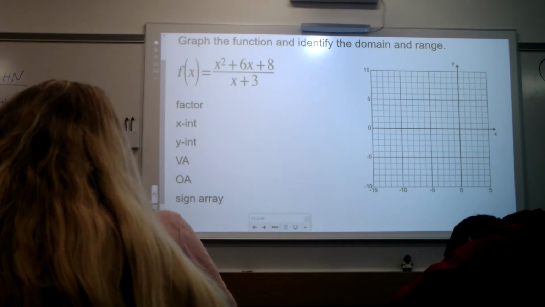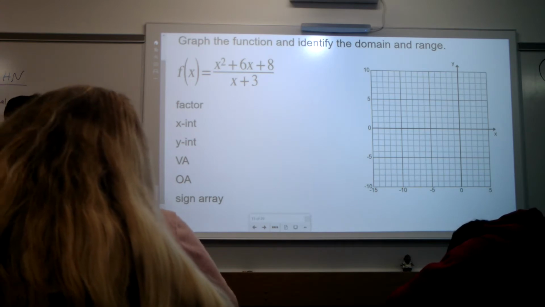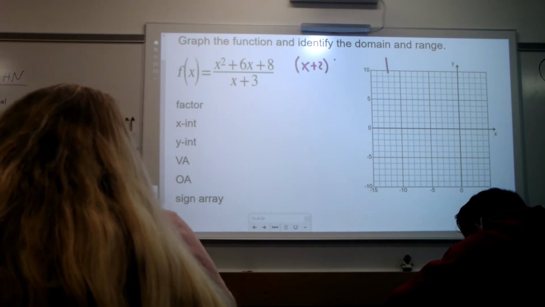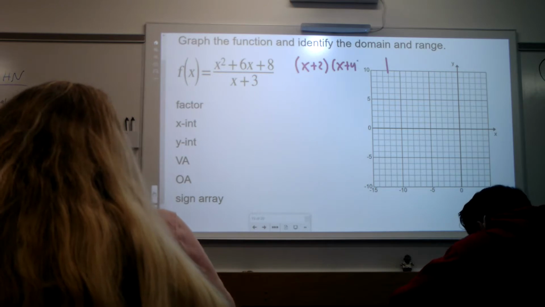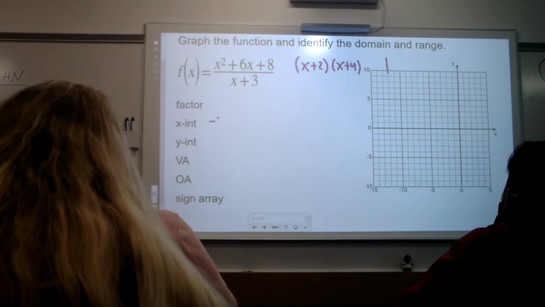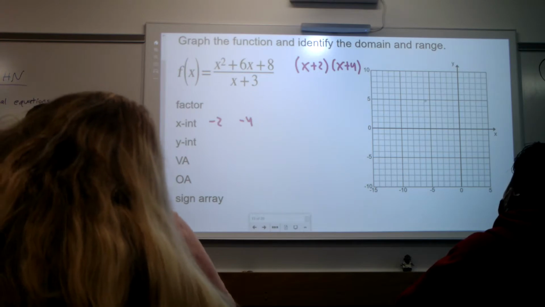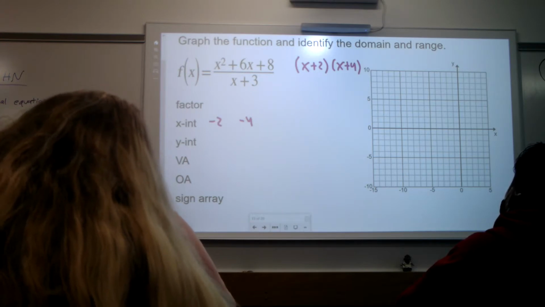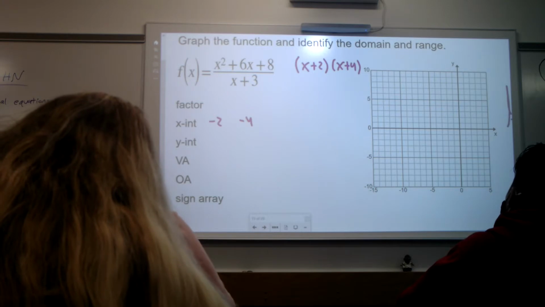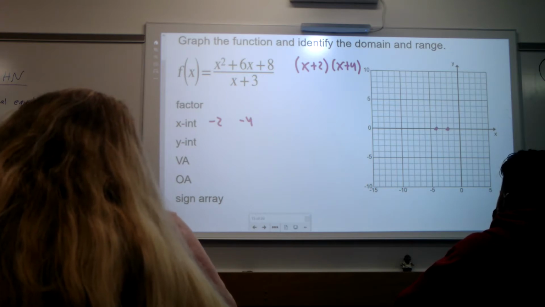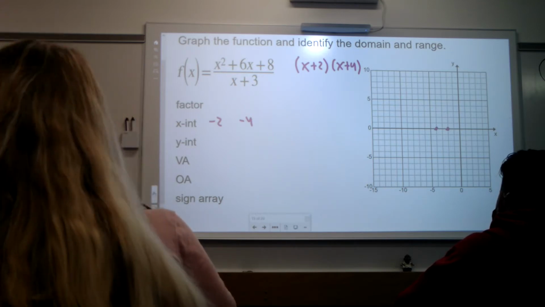Well, the x-intercepts are -2 and -4 because we factored it. Awesome. So you factored and got the x-intercepts of -2 and -4. You guys agree with that? Yeah? Awesome. Thanks, Mikkel. So we'll go to -2 and -4, and there we go. Alright, cool. So there is something we know.